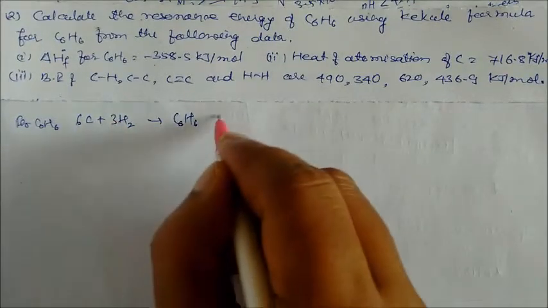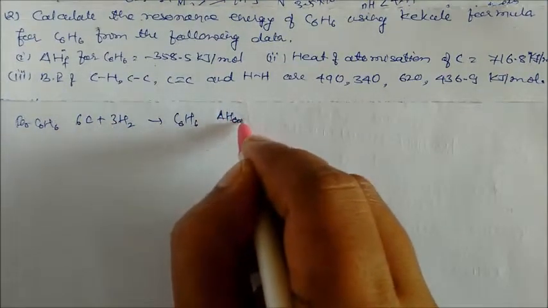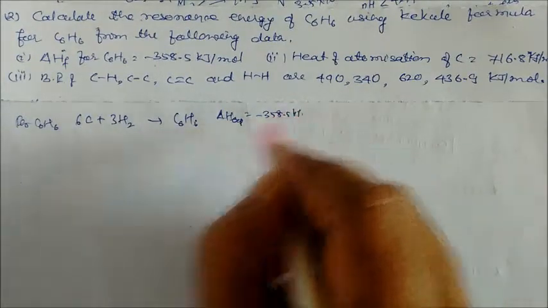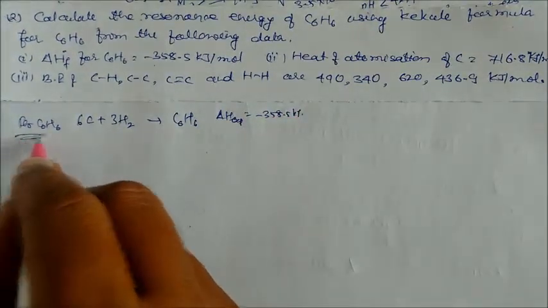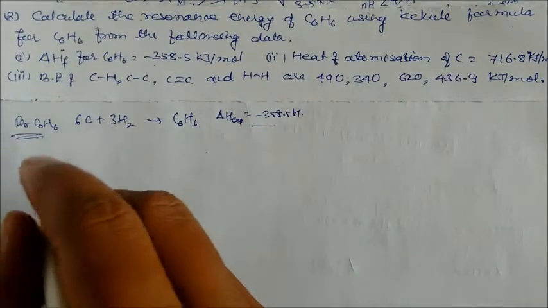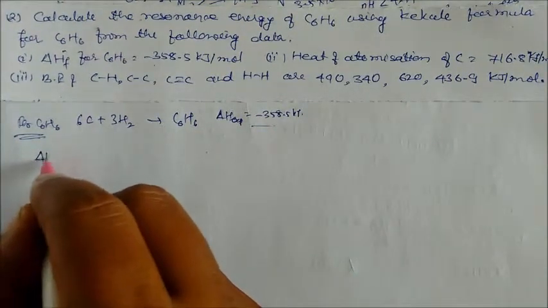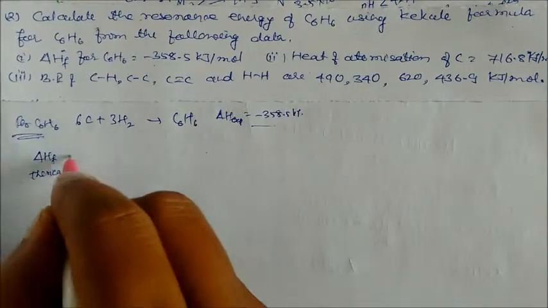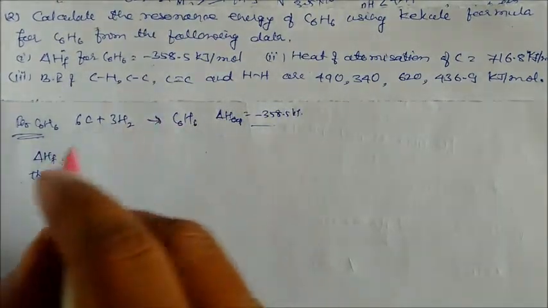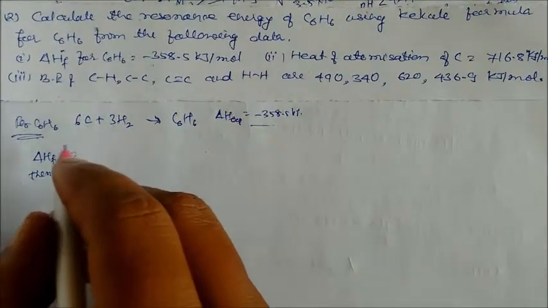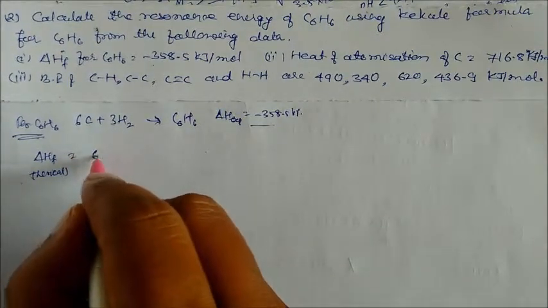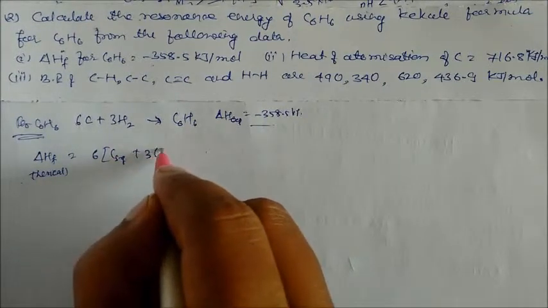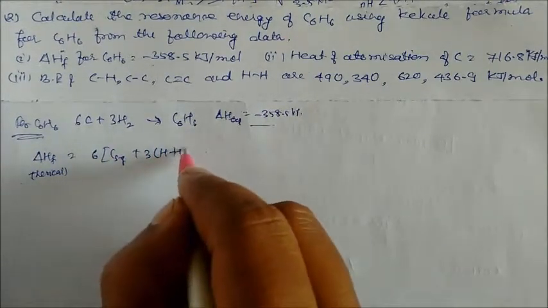So multiply by 3. Here the experimental heat is given as 358.5 kilojoule. Okay, so now calculate the theoretical heat of formation. Theoretical means reactant minus product. Here the reactant is 6 into carbon solid to gas, plus 3 into hydrogen, so 3 into H.